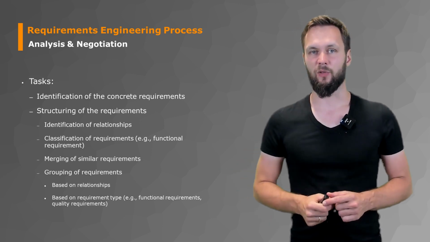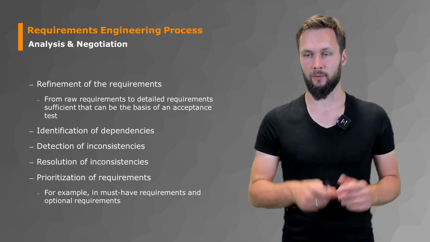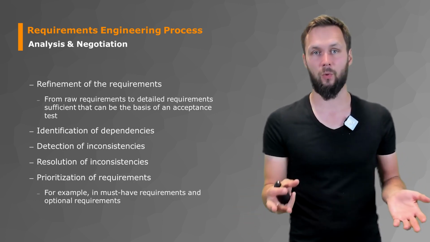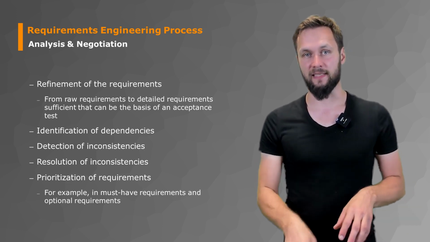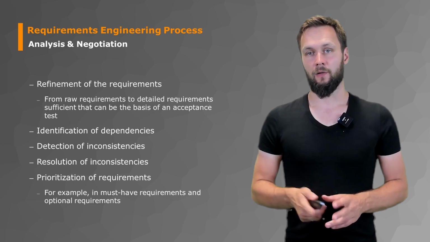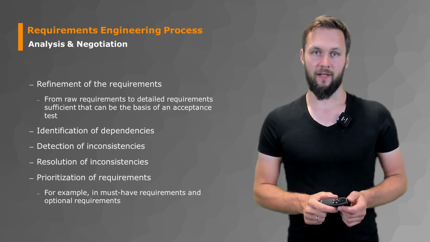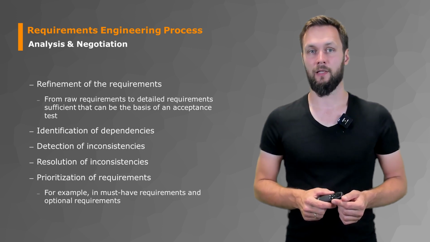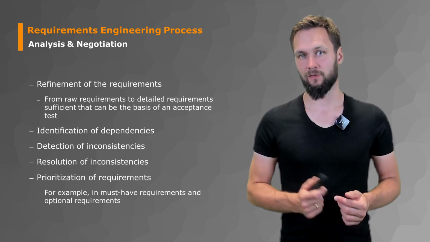Next is then the refinement of the requirements. So you have a raw requirement or a slightly too vague requirement. Make it as explicit as necessary so that someone can implement that requirement. For each requirement, you should also identify eventual dependencies that you need to be aware of. Detecting inconsistencies is also a problem.